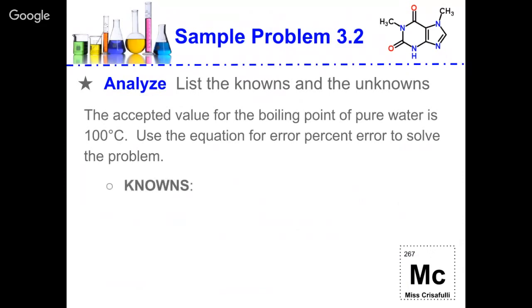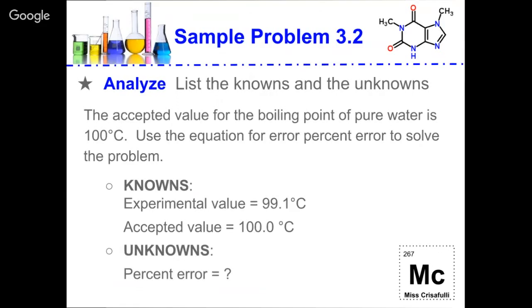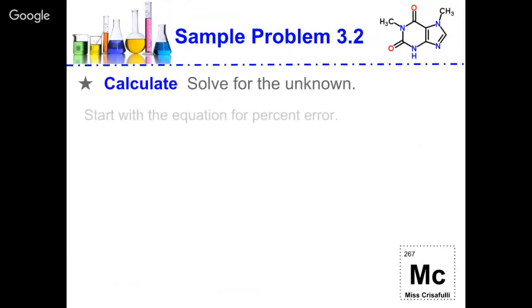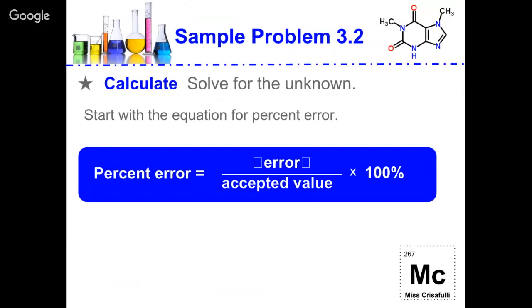So our knowns are the experimental value, which was 99.1 degrees Celsius, the accepted value, which is 100.0 degrees Celsius, and our unknown is the percent error. So we are going to calculate. We're going to start with the equation for percent error. Remember, percent error is equal to the absolute value of error divided by the accepted value times 100.